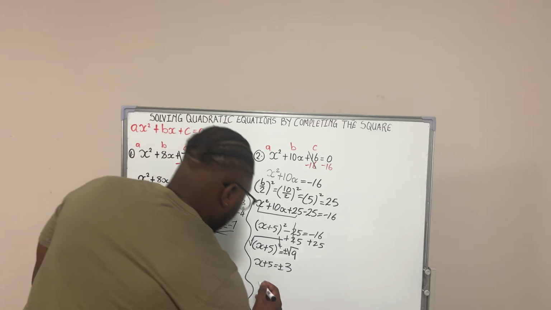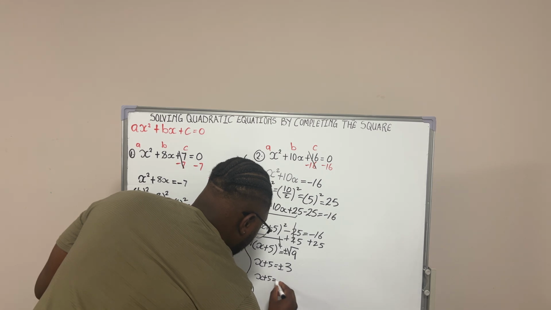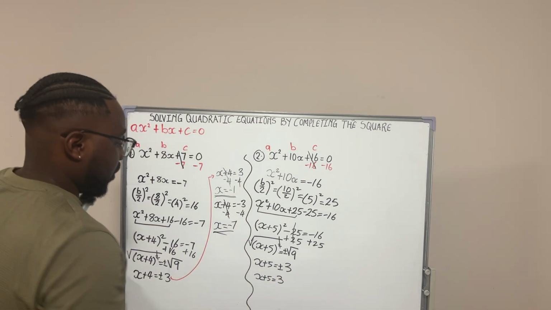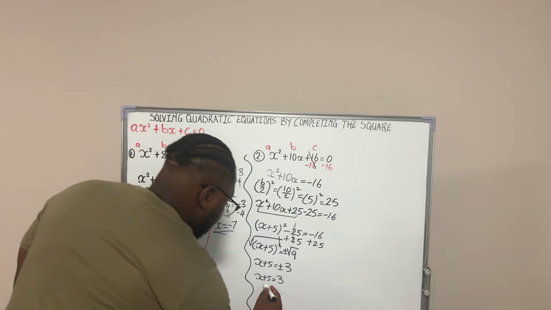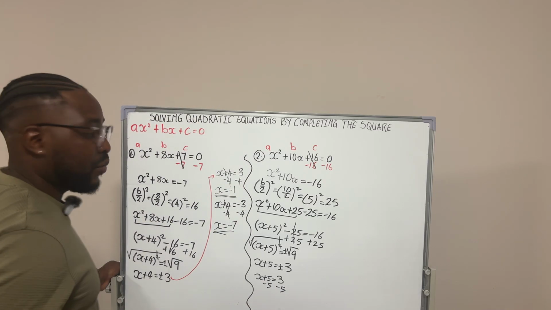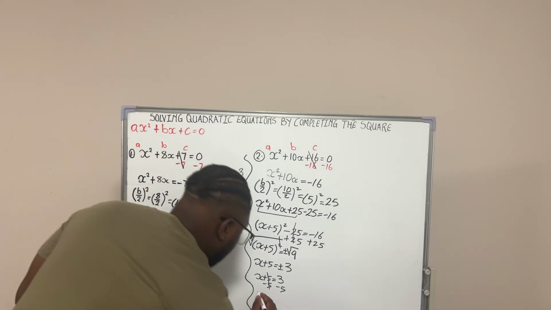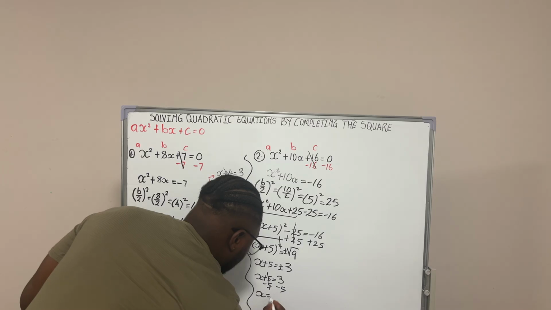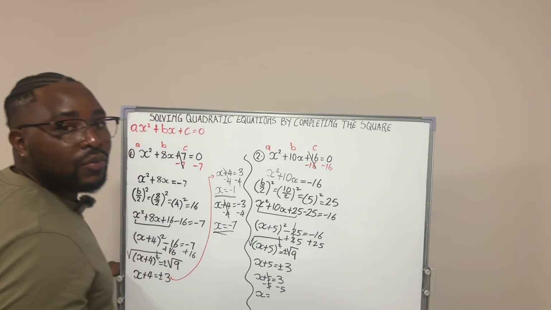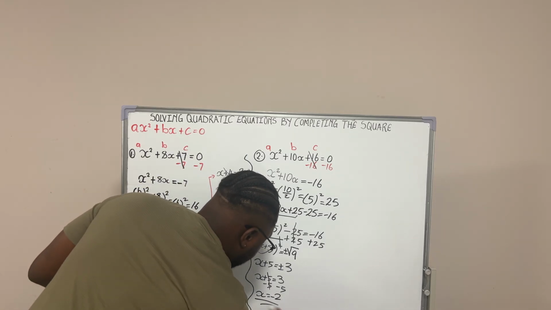So we shall then have x plus 5 equal to 3. Remember, we're using positive 3. Okay, so let's find the value of x. We just subtract 5 and do the same on the other side of the equation. Positive 5 and negative 5 cancel out. We shall be left with x equal to 3 minus 5. What does that give us? That gives us negative 2.